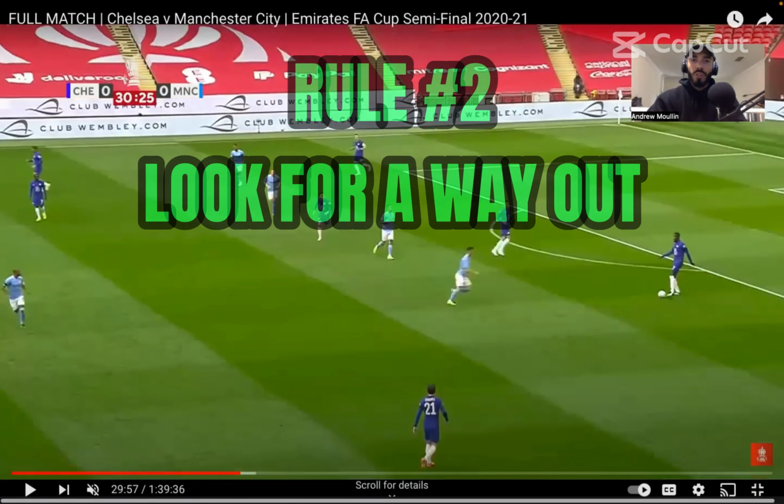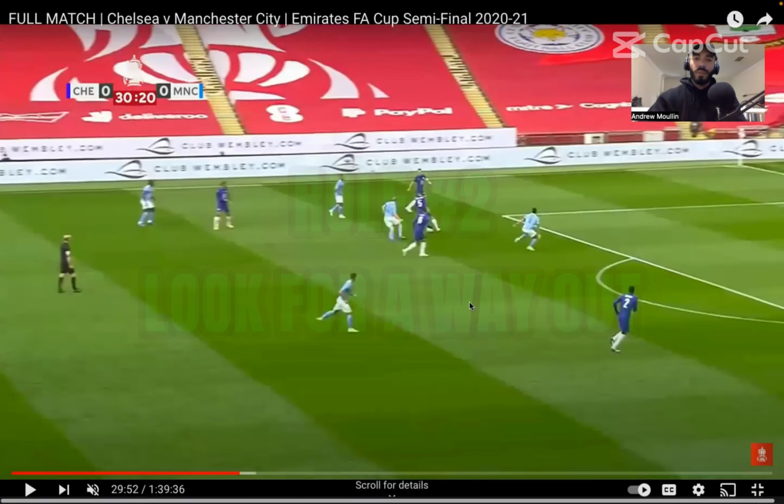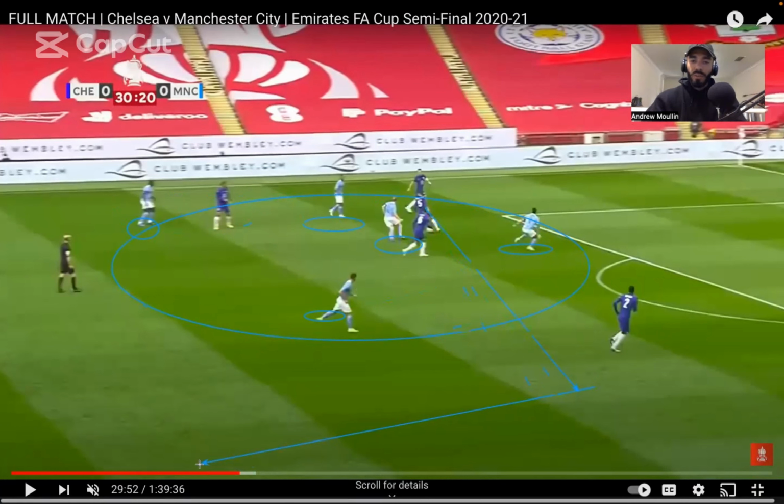Number 2, look for a way out. So if you go here and you look at what's going on, okay, you see Man City player, Man City player, Man City, Man City, Man City, all in this little area right here. At this point, where is the way out? The way out is this way and through and up, right? So in this situation, if you always put yourself in the position of what's going on here.